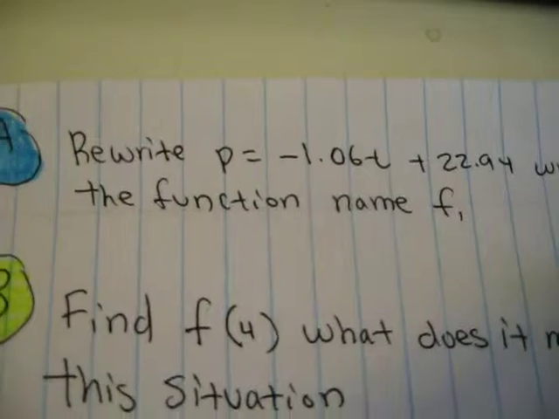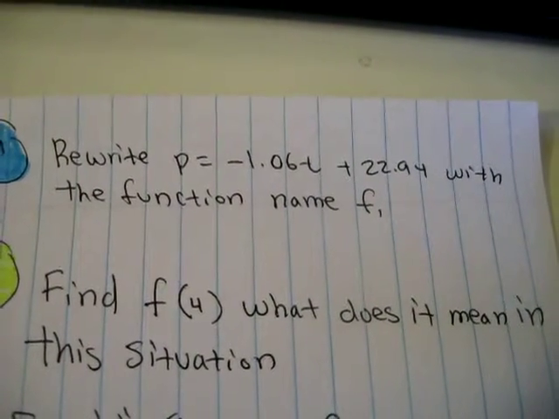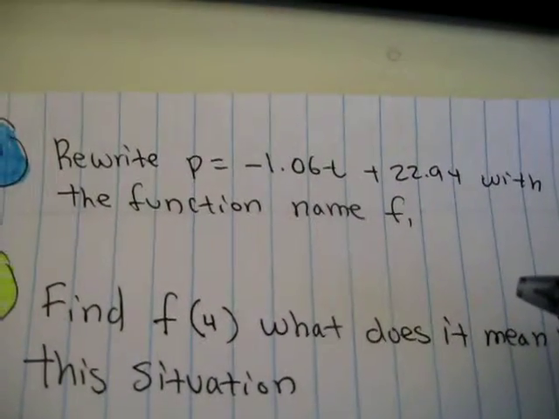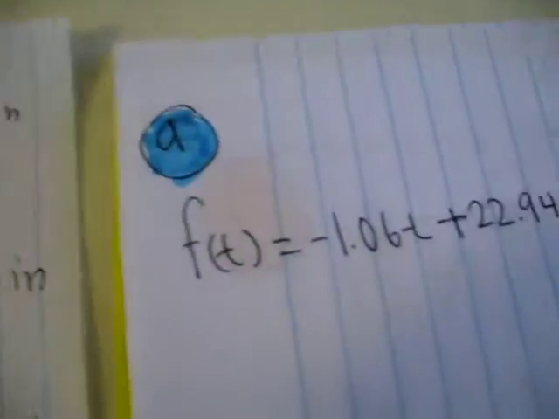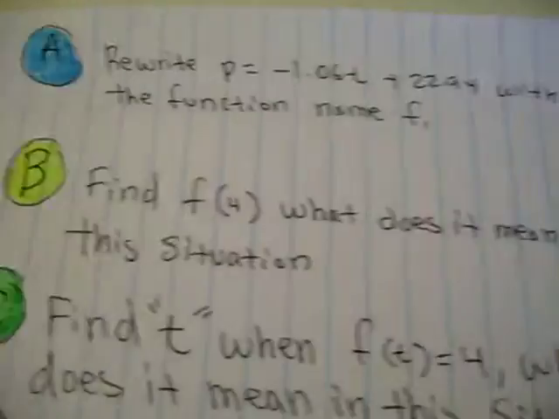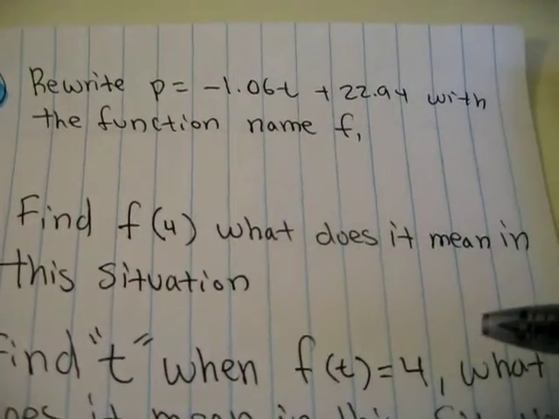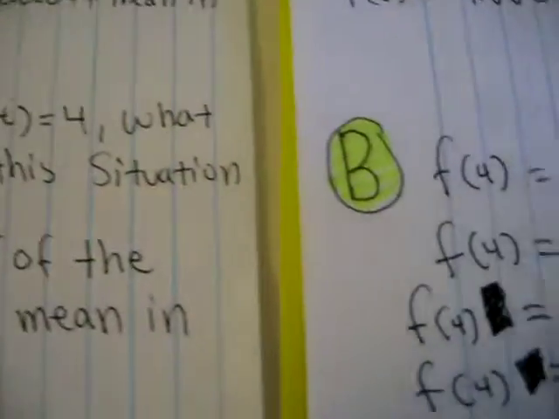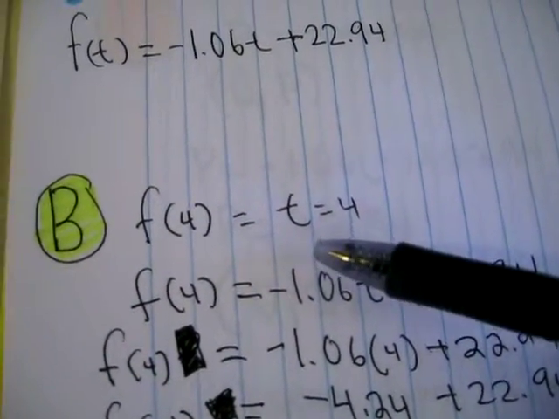So our first problem, we write P equals negative 1.06t plus 22.94 with the function name f. We simply replace P with f(t), which will look like this. And now problem B, find f(4). What does this mean? So first of all, f(4) equals f(t) for t equals 4.